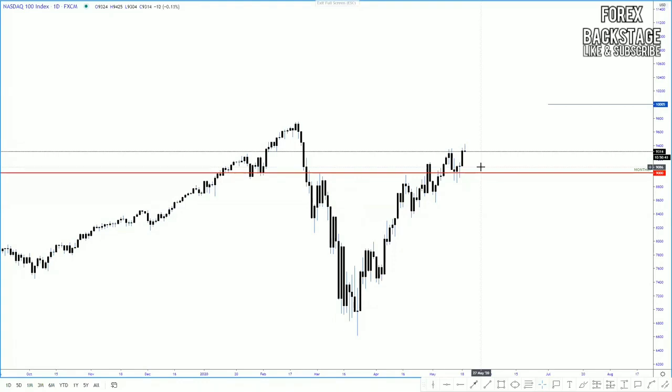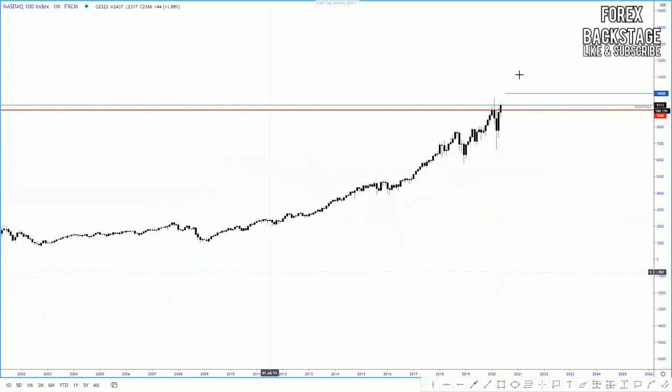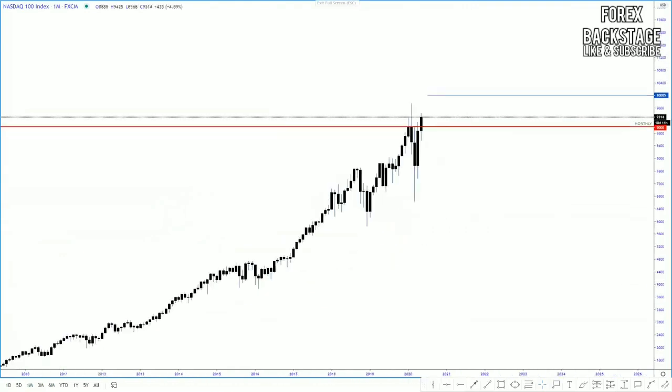So on the daily time frame, right? Let me go to the monthly actually. So Nas100 is a bullish market from the monthly. So if you look at how we've been trending up, you can see that we've actually been very, very bullish, extremely bullish if you ask me.